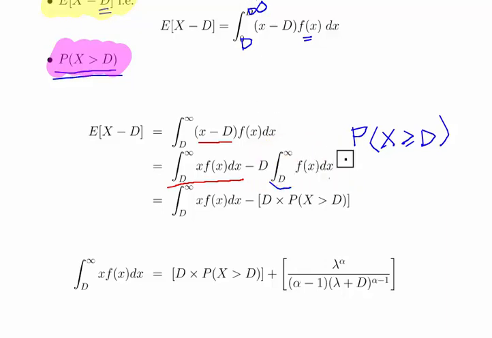So essentially what we have here is this expression here. Let me just be clear about that. This expression here can be written as follows: D times the probability of x greater than or equal to d, greater than d. So that's not too bad. You should spot that fairly quickly.